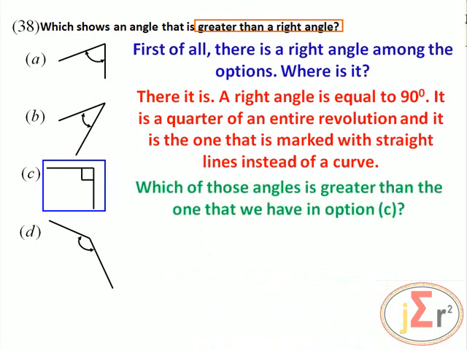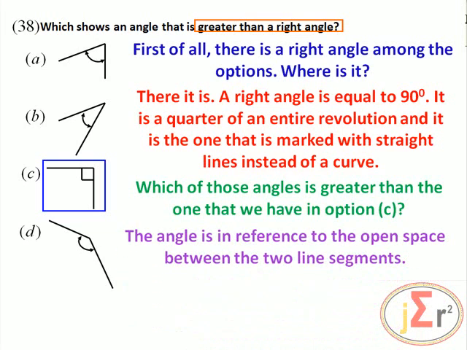Which of those angles is greater than the one that we have in option C? Which one is greater than the one that we have there in option C? The angle is in reference to the open space between the two line segments. And we will take a look at what that means in a few seconds. So the angle is in reference to the open space between the two line segments.